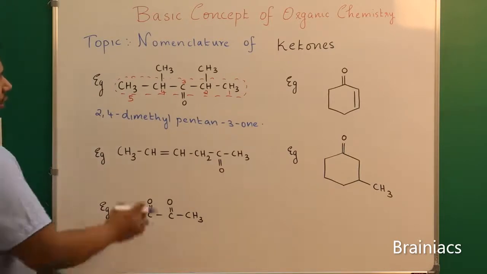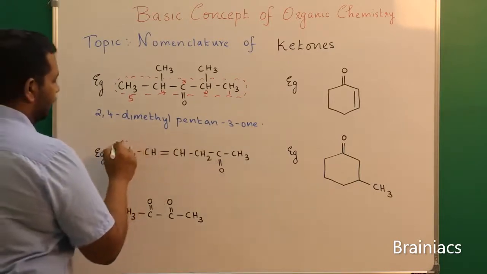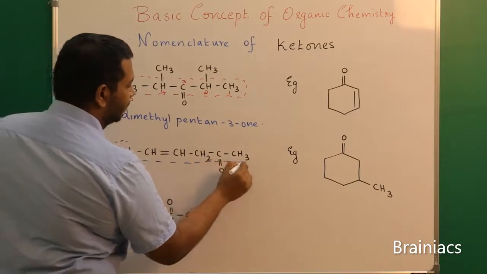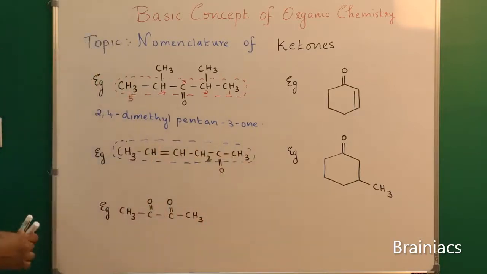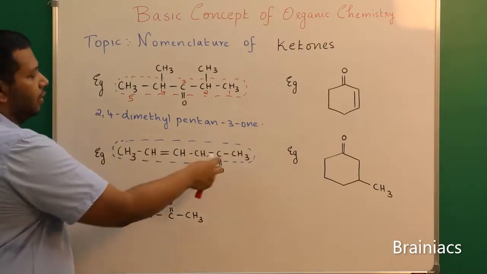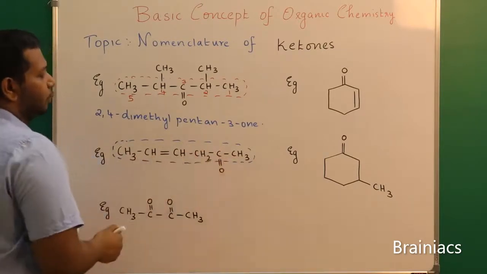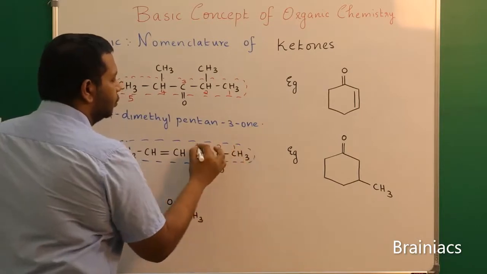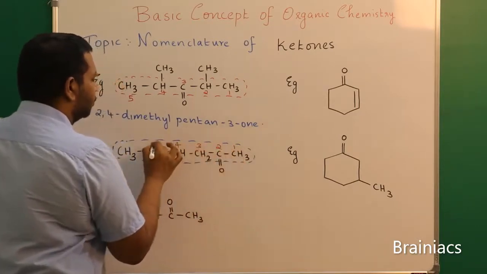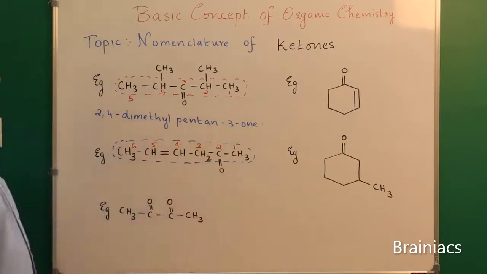Here also it's a straight example. Choosing the parent carbon chain is easy. So this is my parent carbon chain, correct. Now if I am numbering it, there is a double bond at the second position if I go this way, but in the other direction you have the functional group. So the functional group should get the priority. So this should be 1, this should be 2, this should be 3, this should be 4, this should be 5 and this should be 6. Correct?